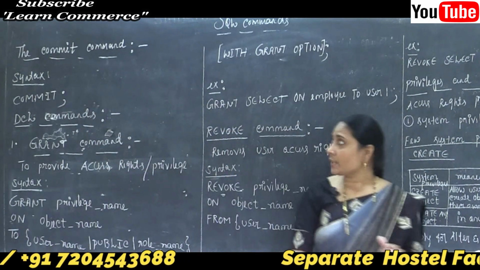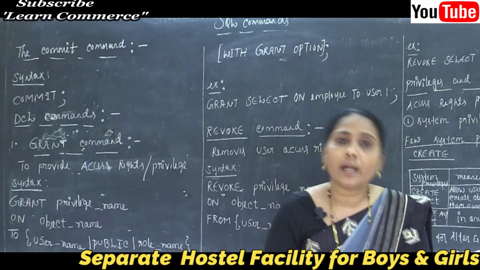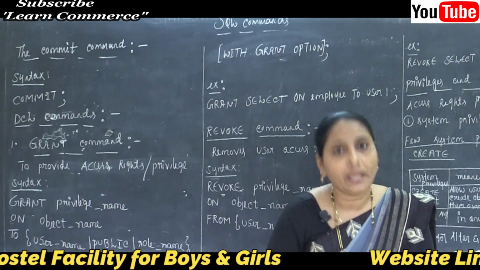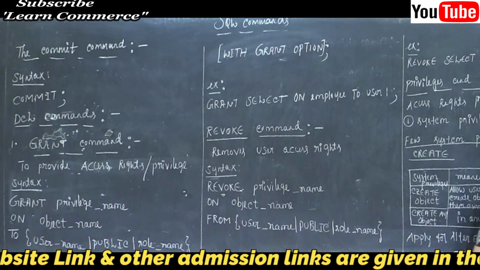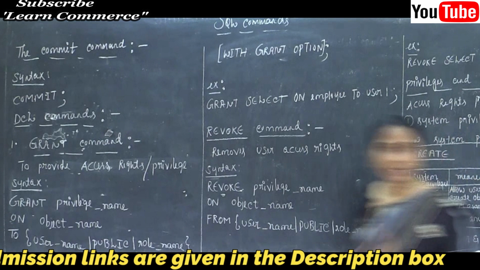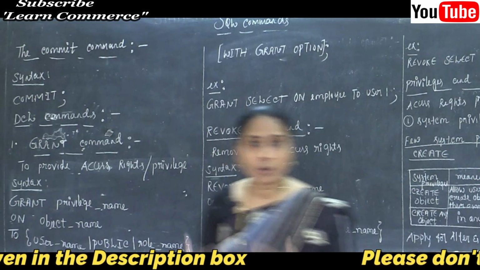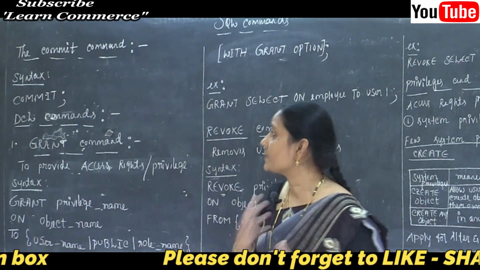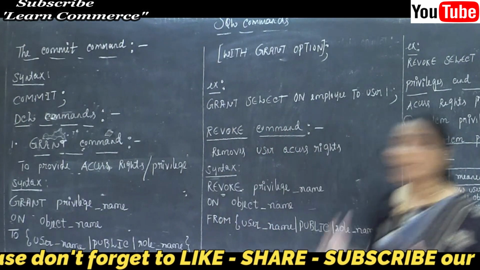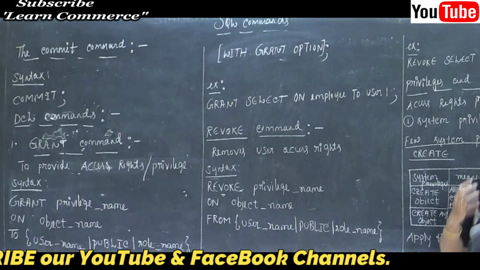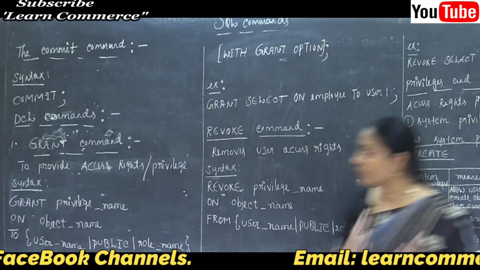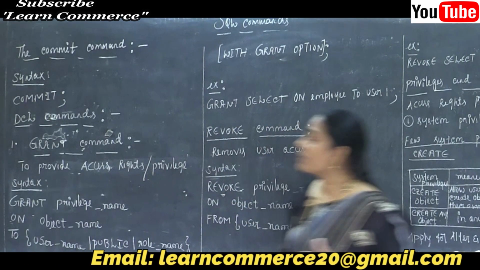The syntax for the commit command is COMMIT semicolon, otherwise you can write ROLLBACK semicolon. Both work in the same manner and are used just to save. Clear on this point? Whatever information you want to save after the changes, it works like our save button.